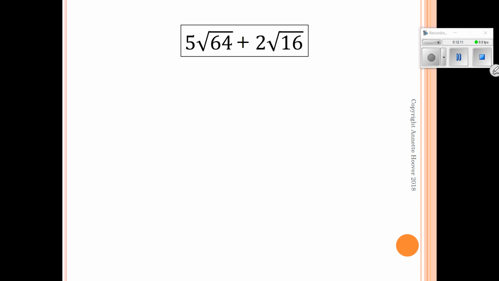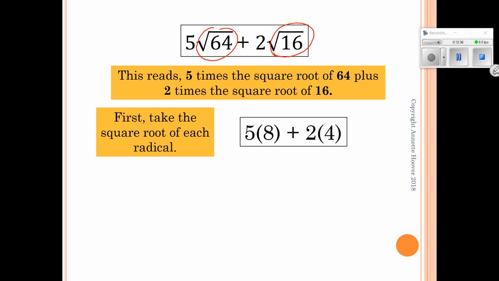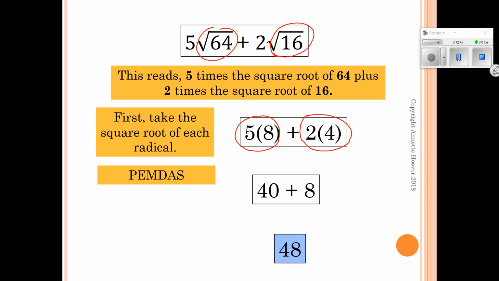This one would read 5 times the square root of 64 plus 2 times the square root of 16. We know that the square root of 64 is 8, so that would give us 5 times 8. We know that the square root of 16 is 4, so that gives us 2 times 4. So we have 5 times 8 plus 2 times 4. We do our multiplication first, so that would be 40 plus 8, and we know that 40 plus 8 is 48.